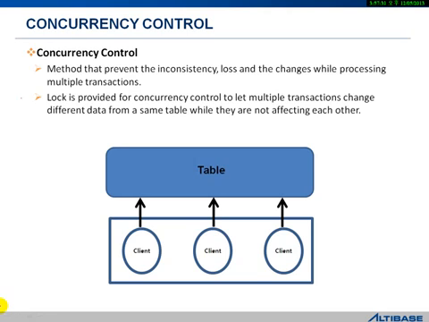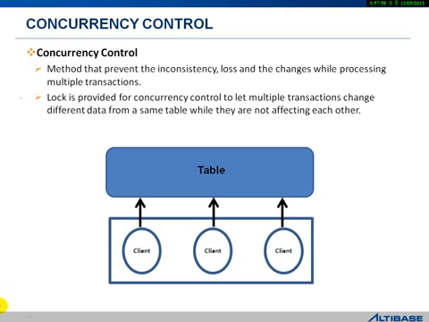When you look at the diagram, three clients are accessing the table at the same time. Let's suppose there's no concurrency control in a multiple user or multiple transaction environment. We would never know which data is the right one, and finally it would break the data integrity. This is why concurrency control is so needed.